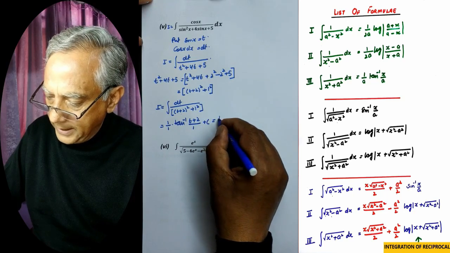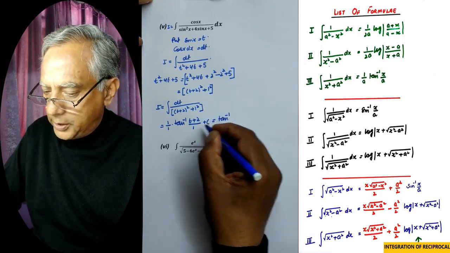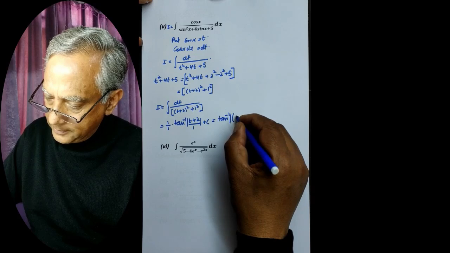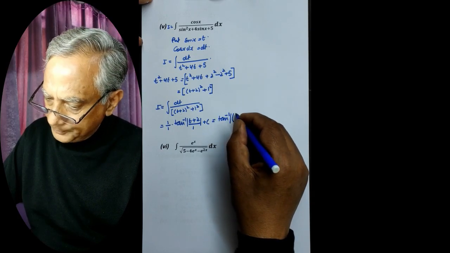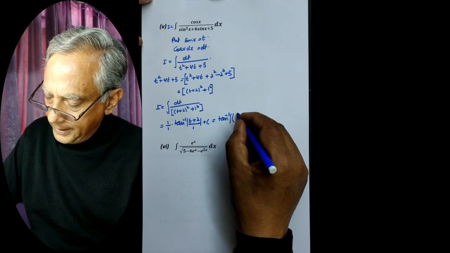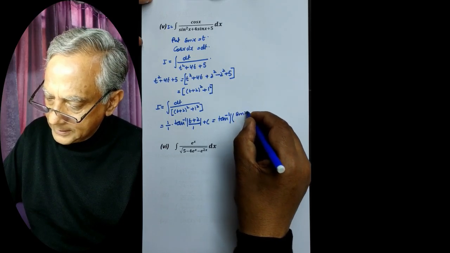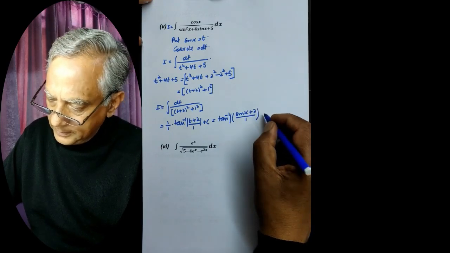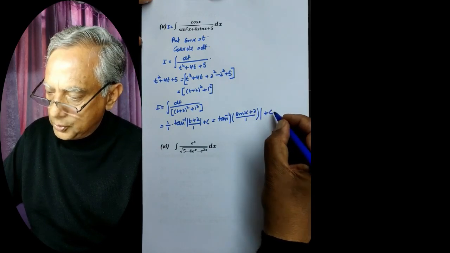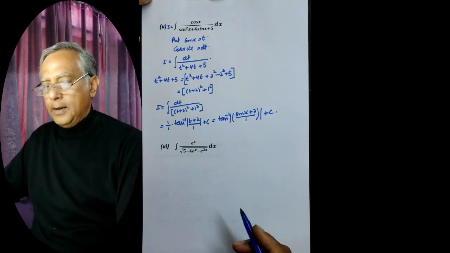So this will be tan inverse, and substitute t back. This is equal to tan inverse, t is sine of x, so sine of x plus 2 by 1, plus c. So this is the answer.